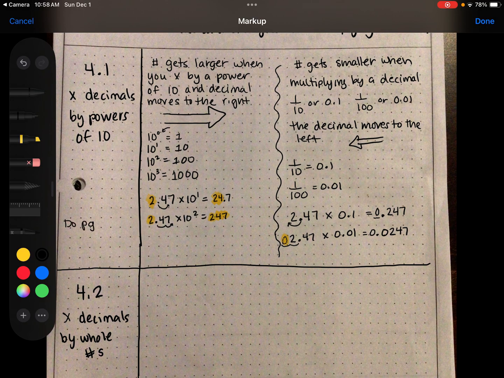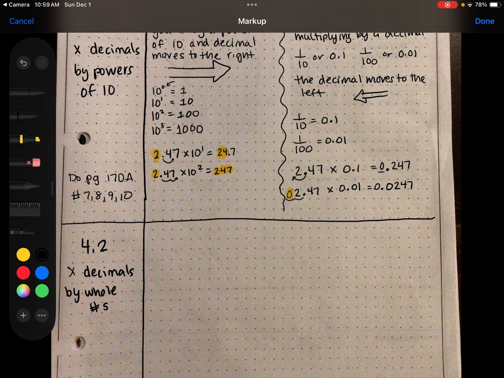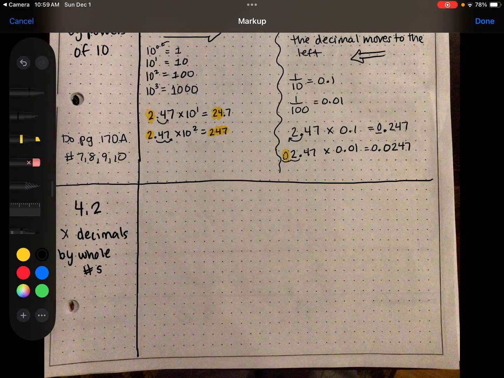All right, that is the gist of lesson 1. So what you're going to do now is open up your Go Math to page 170. You're going to do page 170A in Go Math, but you're only going to do problems 7, 8, 9, and 10. Then you'll check in with me to be able to advance on to the next lesson. So pause the video, and once you get approval to go on and you've done your quick check, then you can unpause and we'll do 4.2.